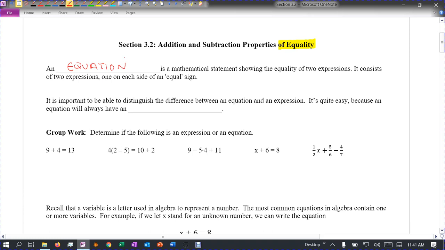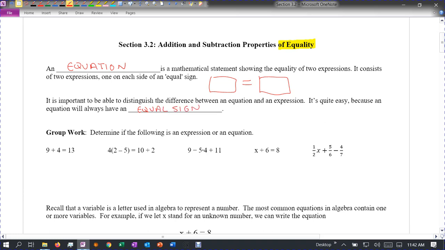It consists of two expressions, one on each side of the equal sign. So we're all familiar with the equal sign, and an equation is anything where we have an expression on the left hand side and an expression on the right hand side. So it's important to be able to distinguish between an equation and an expression, and that's actually very easy because an equation will always have an equal sign, always.